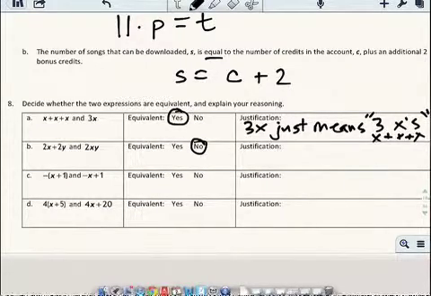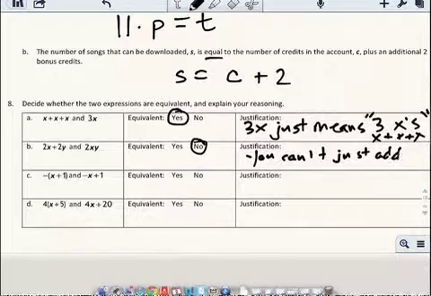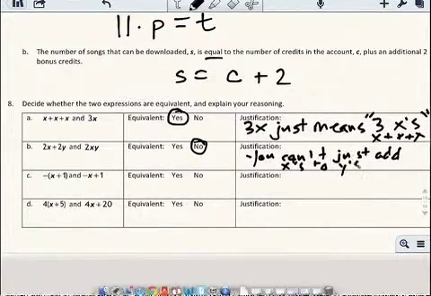No, you can't just add X's to Y's. And that's because you don't know what they are. You don't know what X and Y are, so you don't know if 2X plus 2Y really will become 2XY. Negative X plus 1 and negative X plus 1. I'm going to say no.